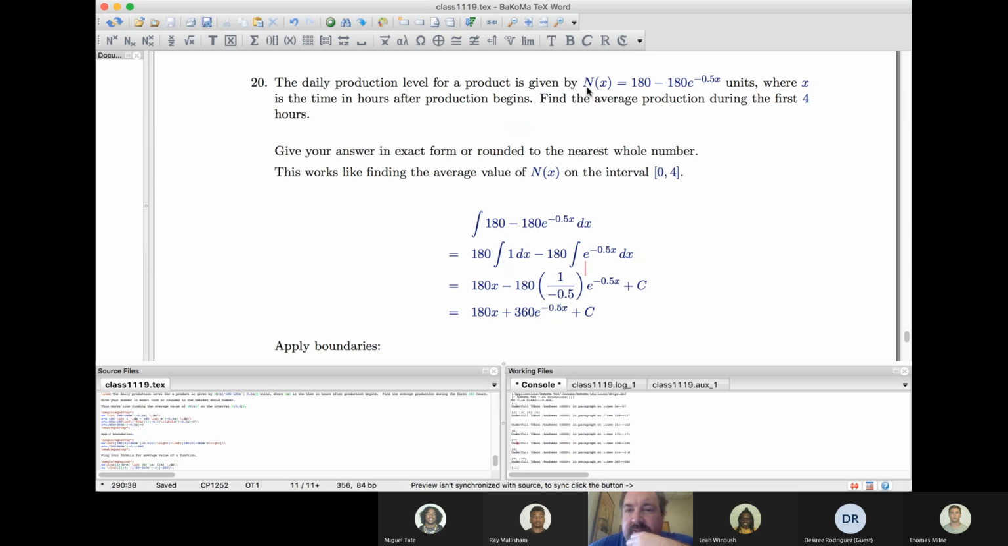the average value of this function over the interval from 0 to 4, because you're starting at time 0 and then you're ending at time 4. So what's the average production during that interval of time? So we proceed the same way.